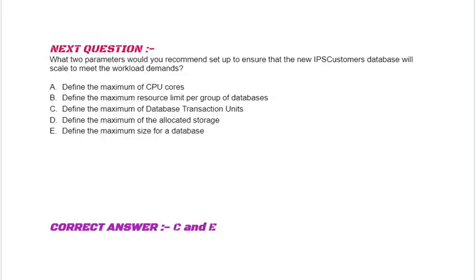Now the question is, what 2 parameters would you recommend set up to ensure that the new IPS customers database will scale to meet the workload demands. Option A. Define the maximum of CPU cores. Option B. Define the maximum resource limit per group of databases.